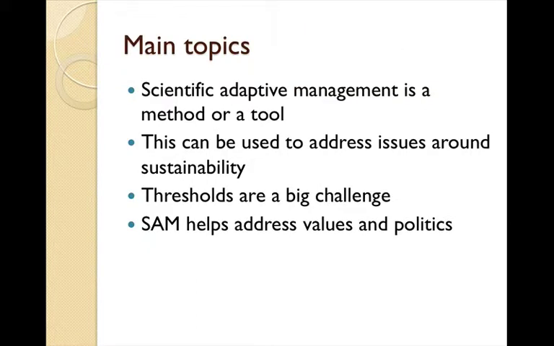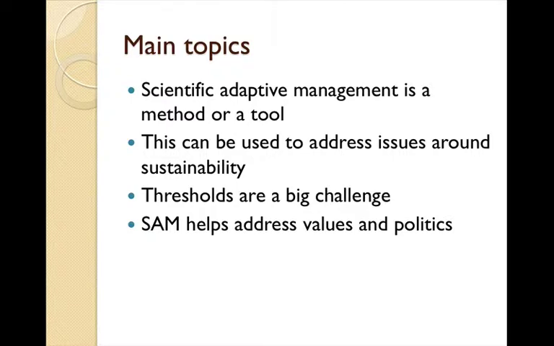So the main topics I'm going to talk about today are that scientific adaptive management is a method or a tool. It's a very sophisticated tool and brings in many different aspects of what we've been talking about. And that we can use scientific adaptive management to address issues around sustainability. I'm not going to talk about this too much today, but it's related to the idea that sustainability is very forward-looking, about what's going to happen in the future, and because of the inherent uncertainty of the future, scientific adaptive management is very good for that.